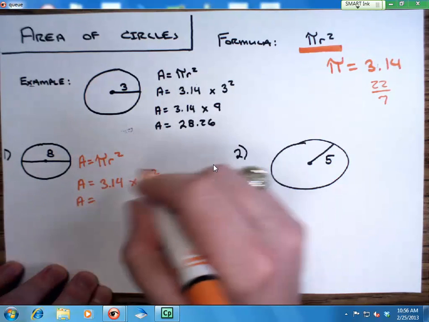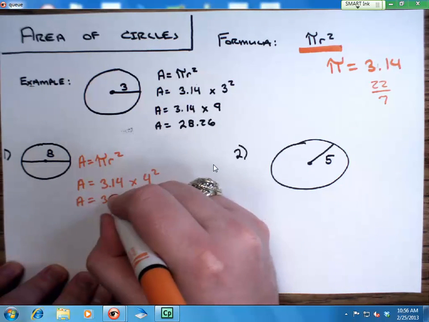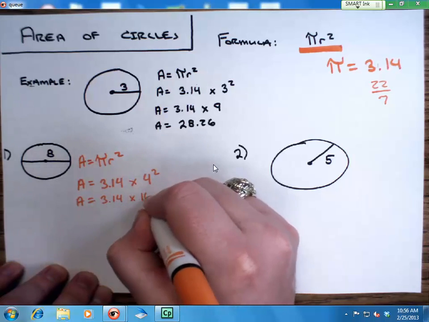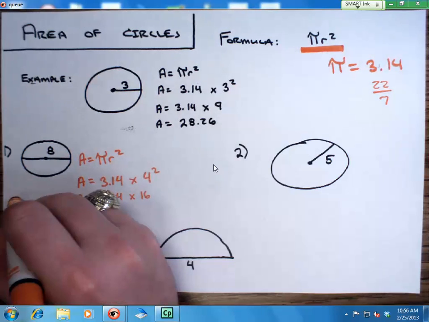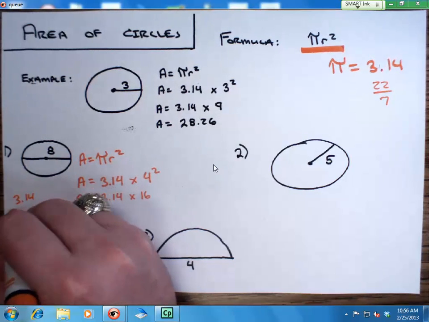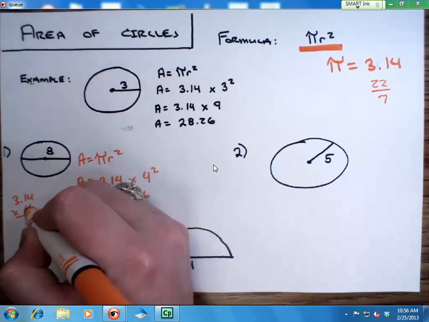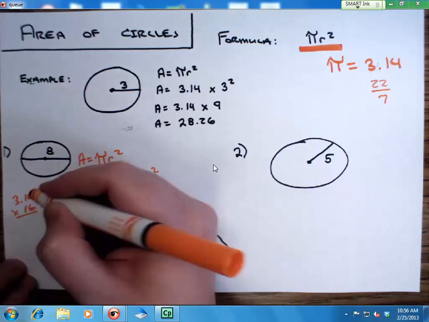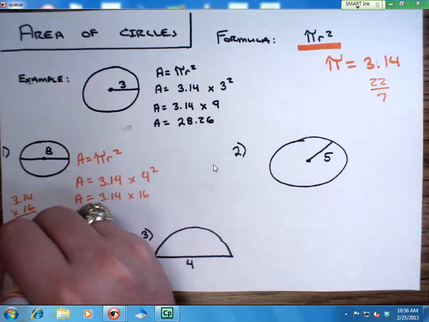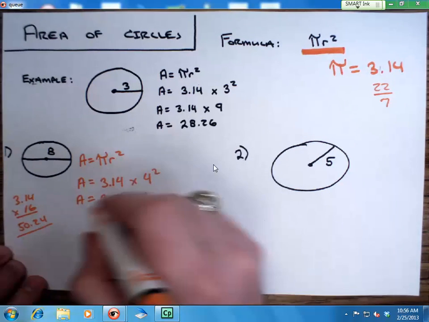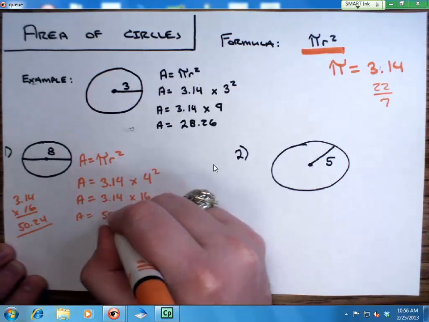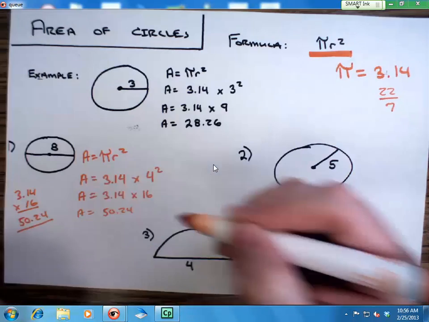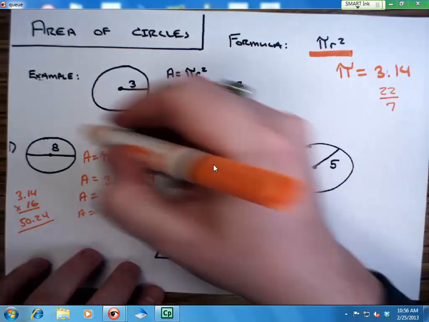Now I'm going to solve 4 to the second power, which is 4 times 4, is 16. So I'm going to have 16 times 3.14. So I'm going to do my 3.14 over here times 16, which gives me 50.24. So I know my area for this circle right here is going to be 50.24 units. The 4 is half of my diameter.